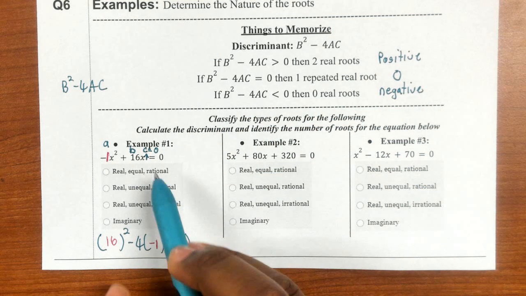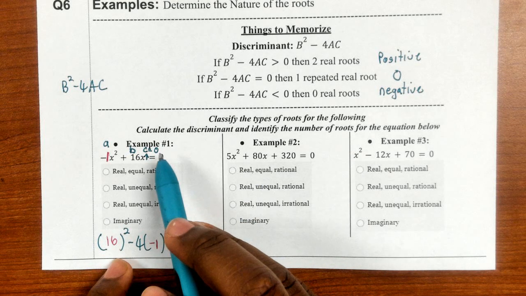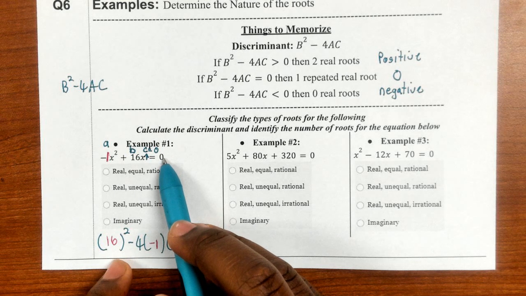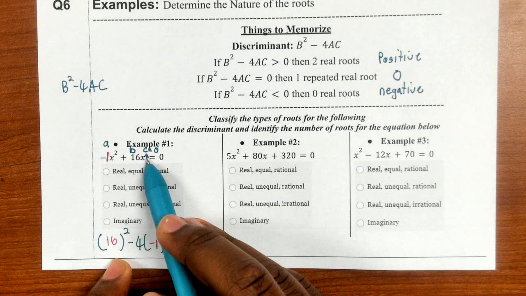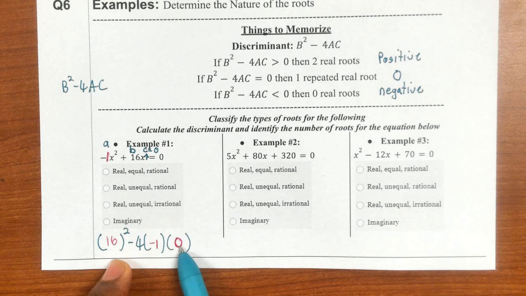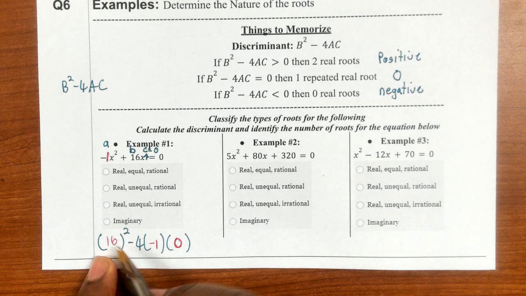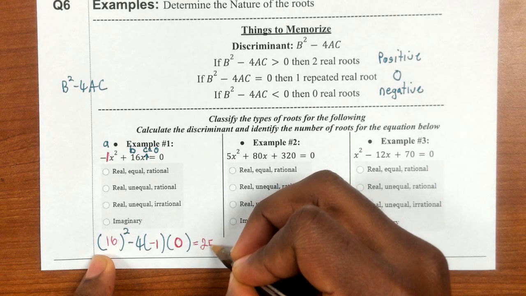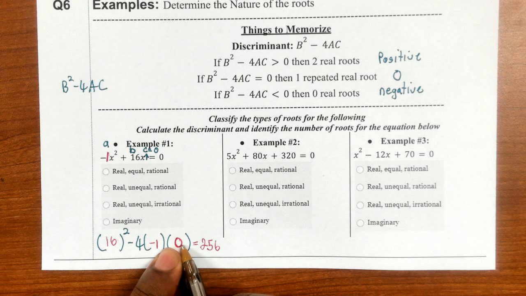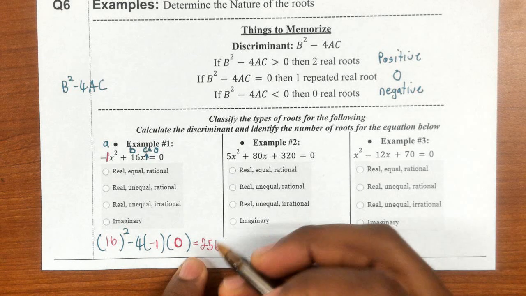Again, this 0 right here is not your C. We don't have a C, so our C is missing. That's why we replace something that's missing with a 0. Now I'm going to calculate. 16 squared is 16 times 16, which is 256. Negative 4 times negative 1 is positive 4. Positive 4 times 0 is 0, and you cannot add or subtract 0, so my answer is 256.